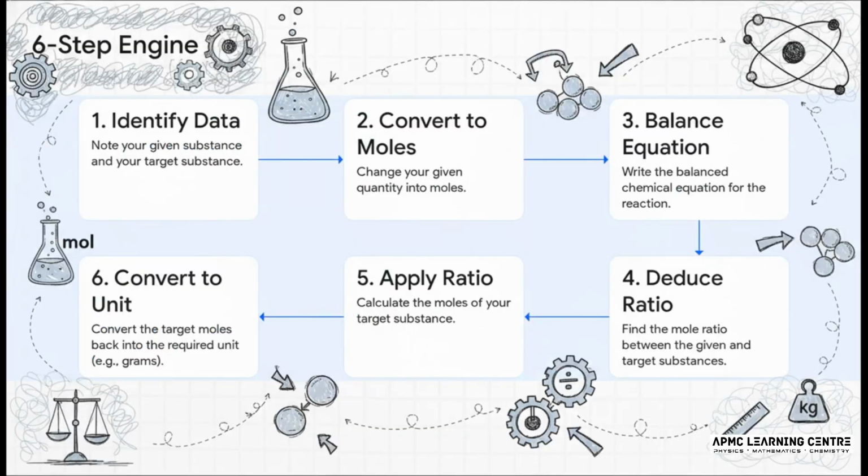And here is that engine. It's a universal 6-step process. Step 1, you just identify your data, what you have and what you need. Step 2, and this is the big one, you convert to moles. That gets you to our central hub. Then you balance the equation, find the mole ratio. That's kind of like the gear connecting the two sides. Apply that ratio, and then the last step is just converting out of moles and back into the unit you actually want. You just follow these steps in order, and it's going to work every single time.